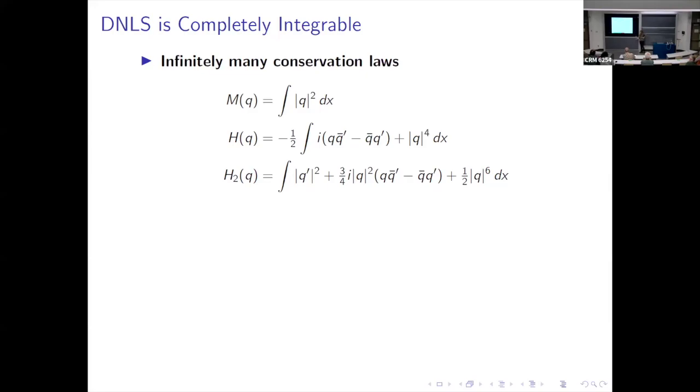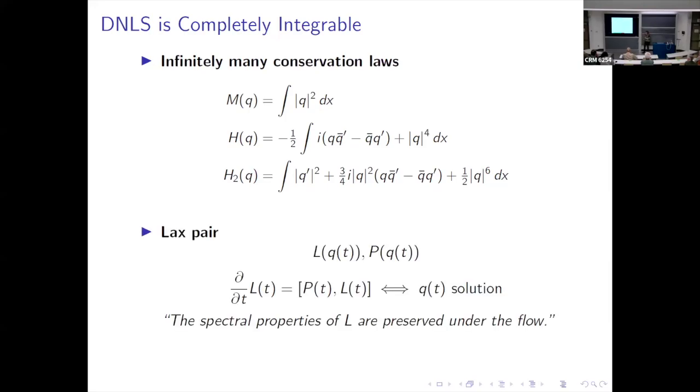I'm not going to write down infinitely many of them. But there are infinitely many of them, and maybe you already notice a pattern. They all look like integrals of some polynomial of Q and its derivatives, and I have more and more derivatives the further down I go. So the first one is the L2 norm. The second one kind of looks like an H^{1/2} norm. The third one kind of looks like an H^1 norm, of course, plus other things, right? Okay.